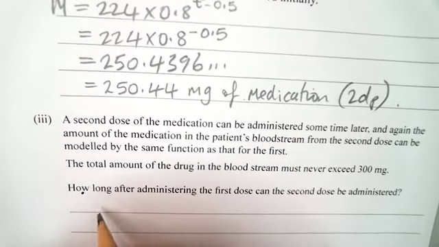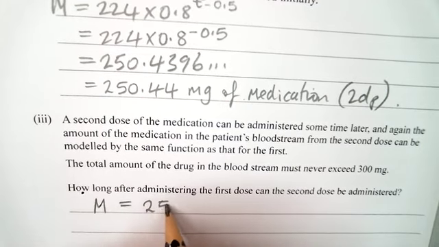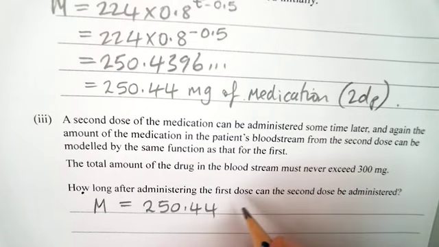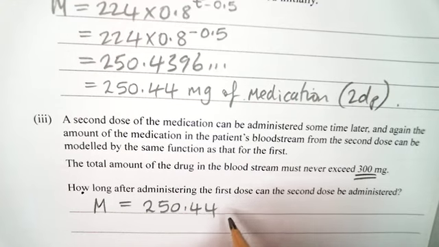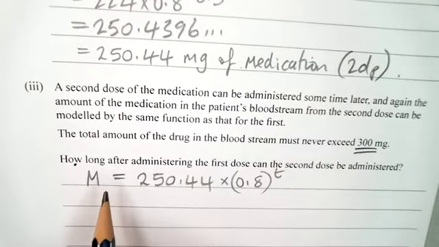We've got 250 milligrams in their bloodstream right now. So we've got M is equal to 250.44. Okay, we're going to administer a little bit more, see if we can pump it up, but to no more than 300. So 300 is going to be the maximum we can have. It's going to be times 0.8. And we want to find the time it's going to take to get to this bit here.